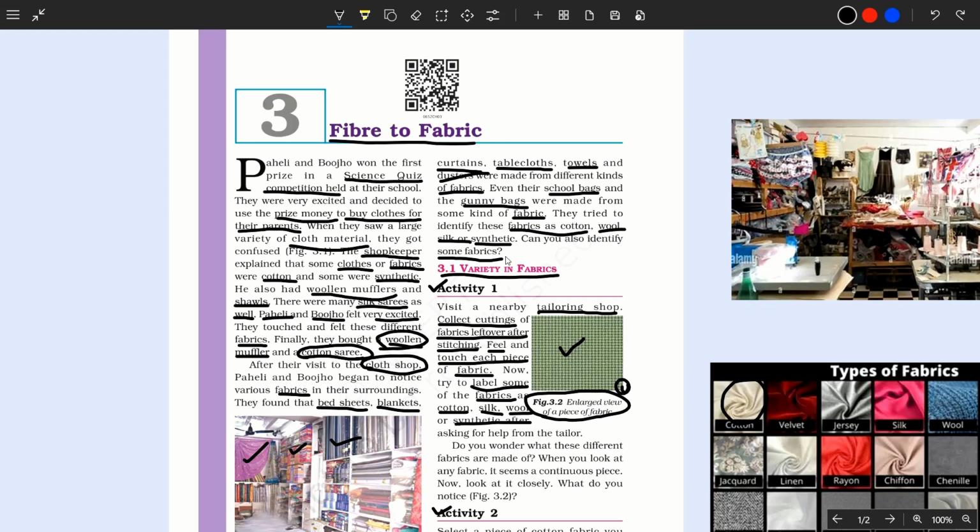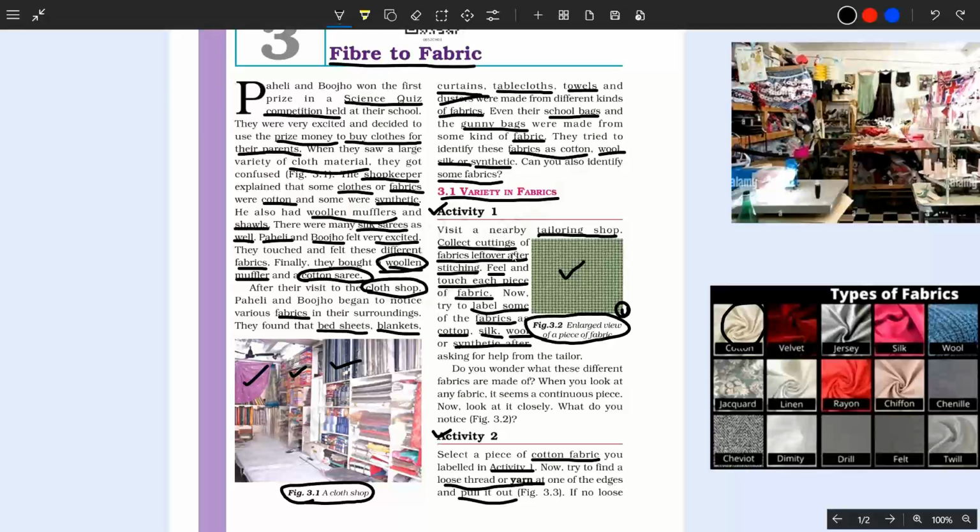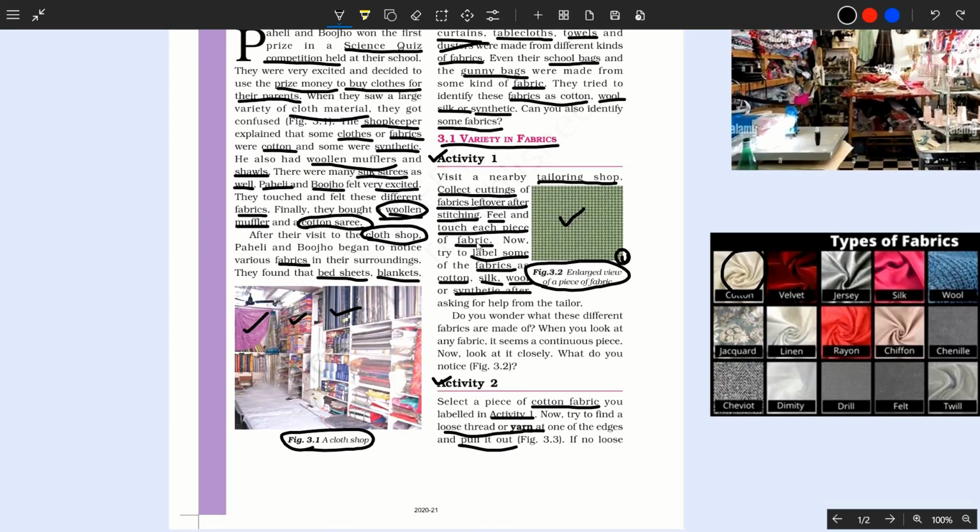They went to a shop to buy clothes. They saw a variety of clothes in the shop, and the shopkeeper said that there are different types of cloths, fibers and fabrics they can see in a shop. They did one activity: they noted some of the clothes collected from the tailor shop, stuck the pieces in their notebook, and wrote their names.